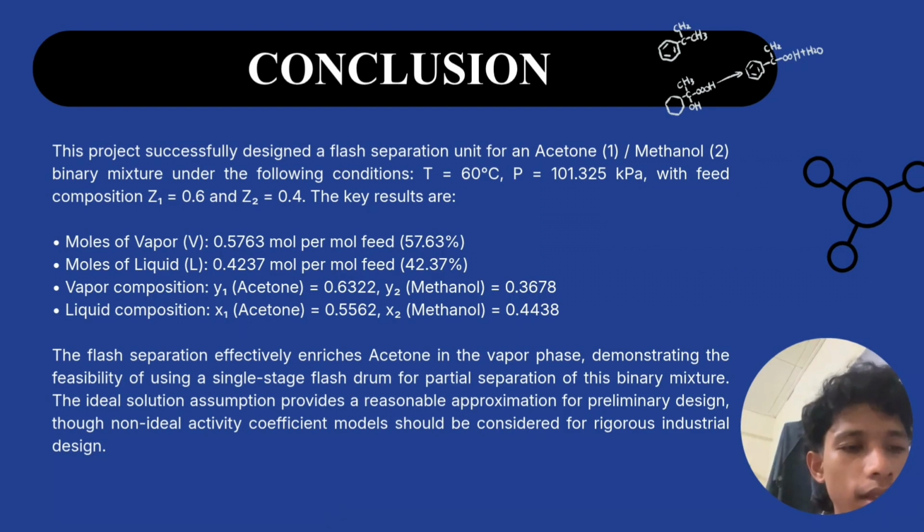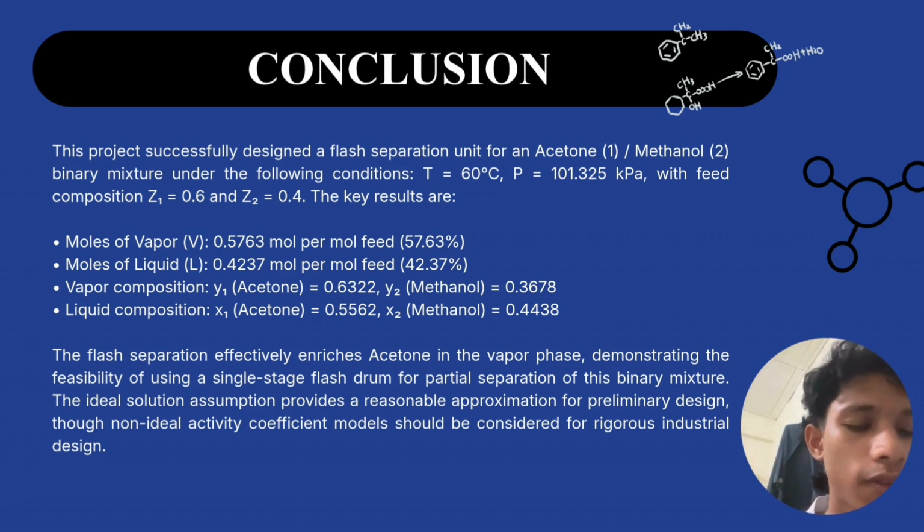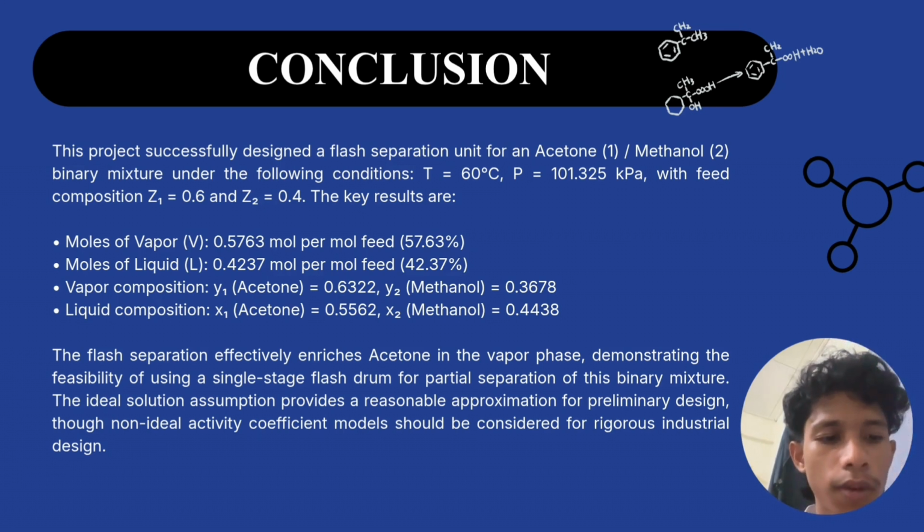So the data presented summarizes the successful design of a flash separation unit for an acetone and methanol binary mixture. This mixture operates at 60 degrees Celsius and 101.325 kPa with a feed composition of Z1 equal to 0.6 and Z2 equal to 0.4. The key outcomes are as follows. First, phase distribution. The process resulted in a vapor fraction of 0.5763 mole per mole of feed and a liquid fraction of 0.4237 mole per mole of feed.